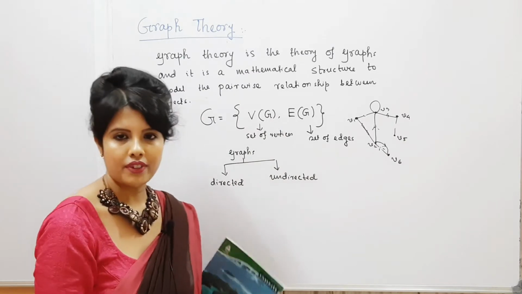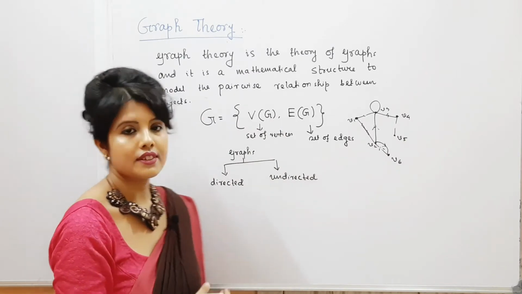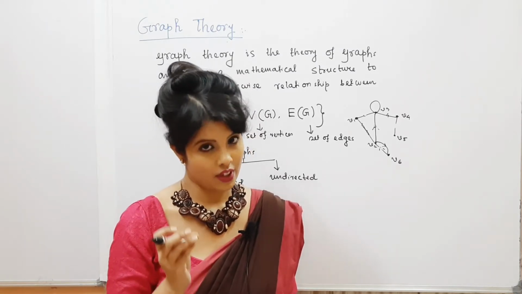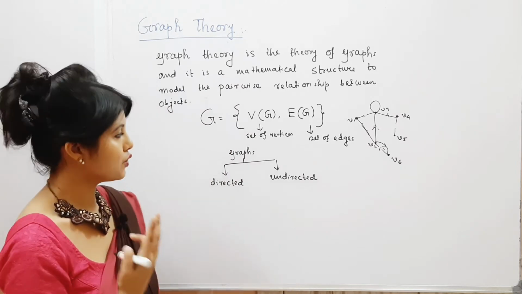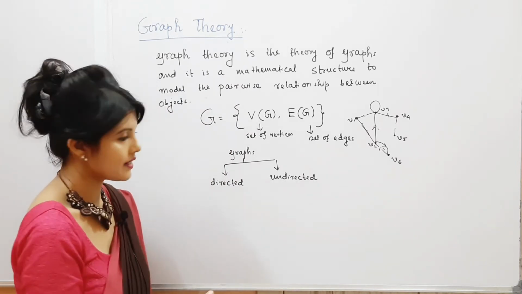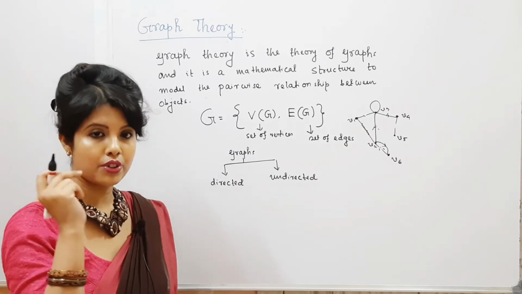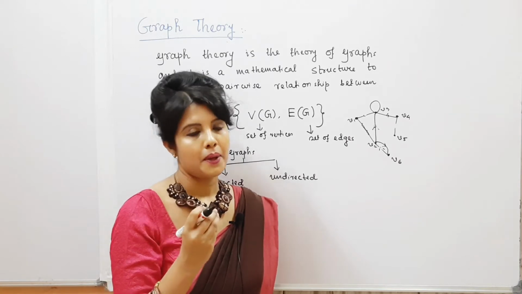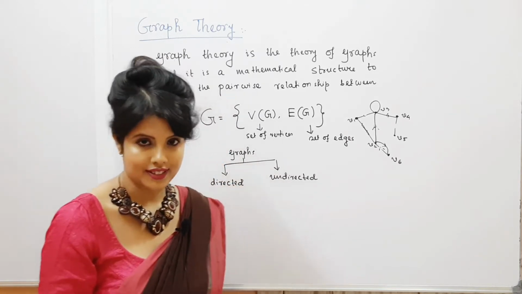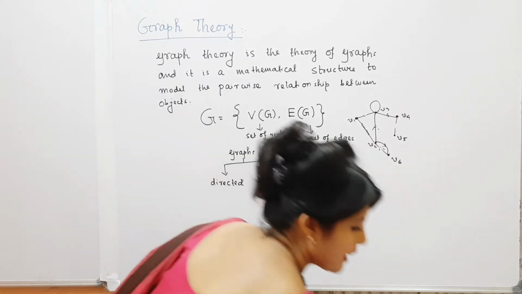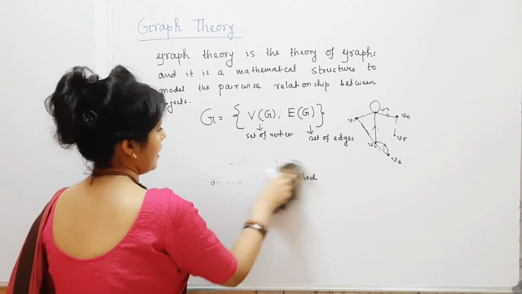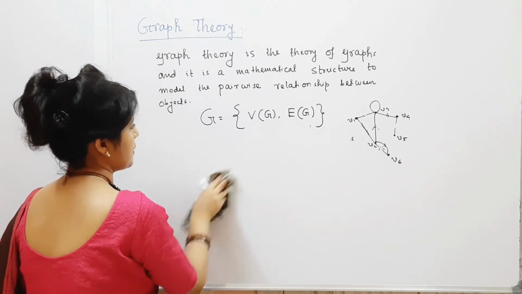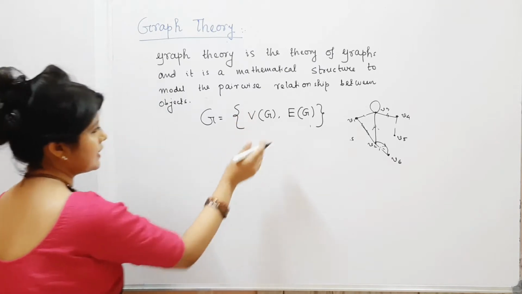Hope you have understood this. Graph theory is the theory of graphs, and it can be used to model the pairwise relationship between objects. Graphs may be of two types: directed and undirected. Directed means there is a direction from one vertex to another vertex, and undirected means there is no distinction between the vertices associated with the edges. So mathematically, in graph theory, a graph may be written like this.